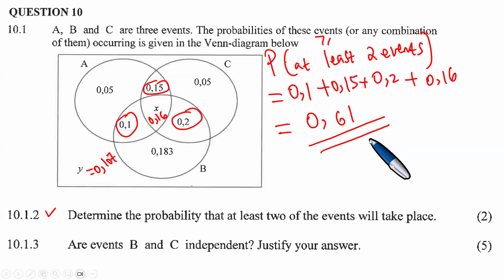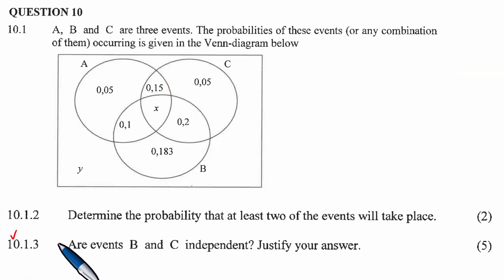So we move on to the next question. The next question is 10.1.3. Now 10.1.3 says, are events B and C independent? Justify your answer. So now we're looking at the events B and C. Are they independent? So we need to first find the probability of B. What is the probability of B?